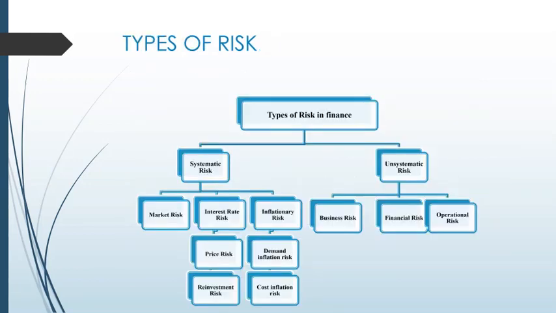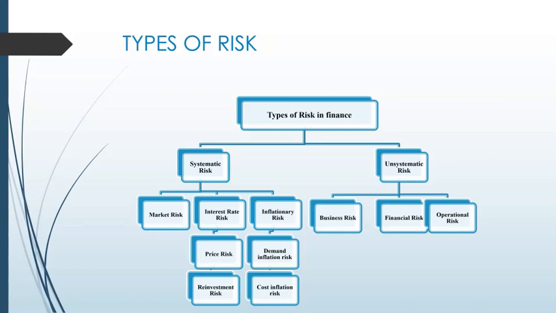Next, we go on to discuss types of risk. Types of risk in finance are mainly two: systematic risk and unsystematic risk. Under the systematic risk there are mainly three types of risk. The first one is market risk, the second one is interest rate risk, and the third one is inflationary risk. Under the interest rate risk there are also two types of risk: the price risk and the reinvestment risk. And under the inflationary risk there are also two types of risk: demand inflation risk and cost inflation risk.